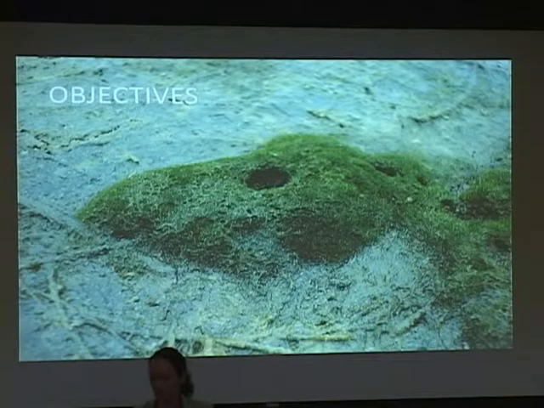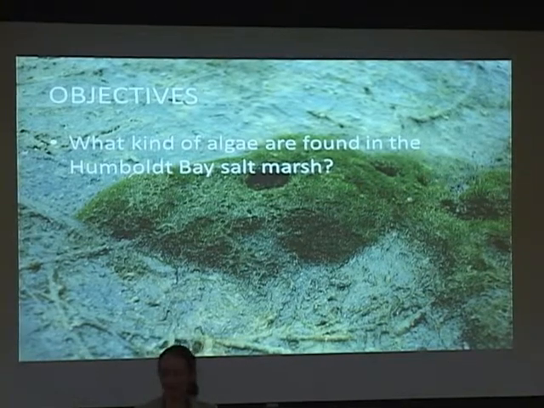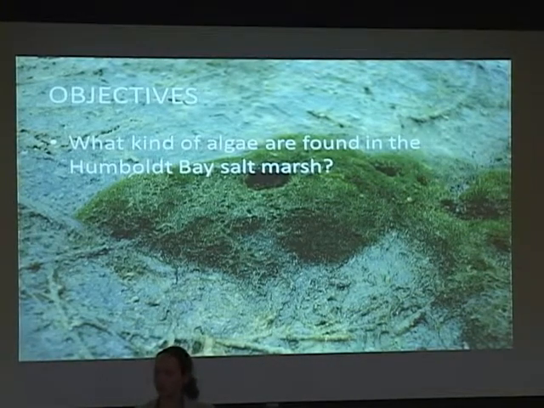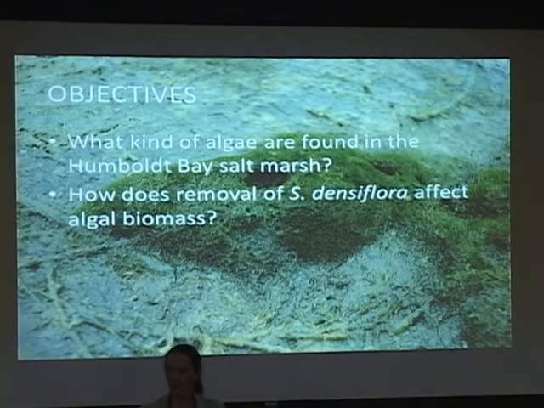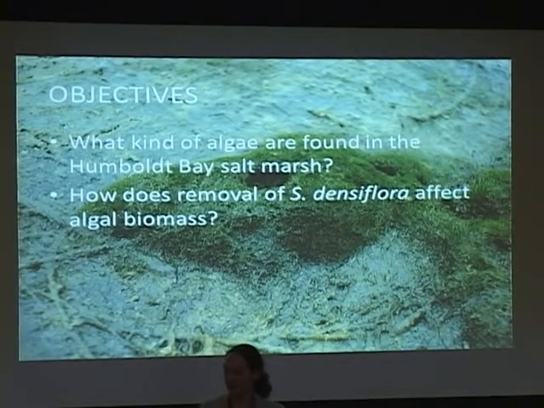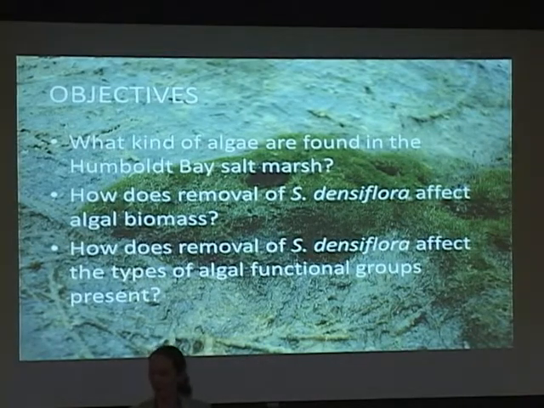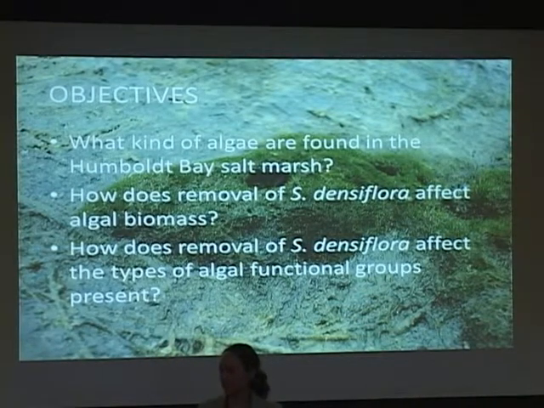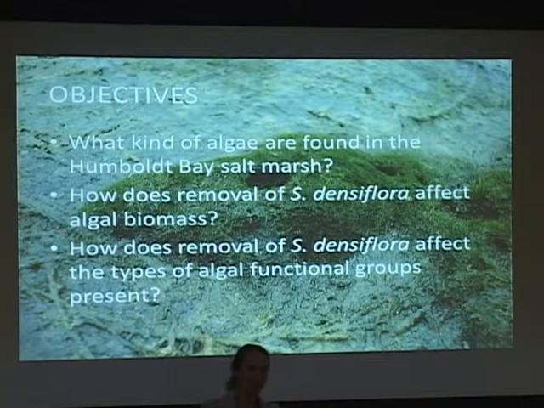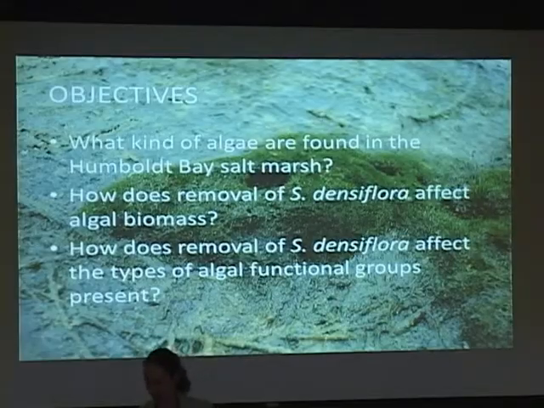So the objectives of this study were as follows. First of all, we wanted to know what kind of algae were found in the Humboldt Bay salt marsh, particularly in the Mad River Slough. Second, we wanted to know how the removal of Spartina would affect the algal biomass. And finally, we wanted to see how the removal of Spartina would affect the different types of algae present in the salt marsh. So we looked at different algal functional groups, basically based on their morphological characteristics, and to see if different functional groups were more prevalent in this area.